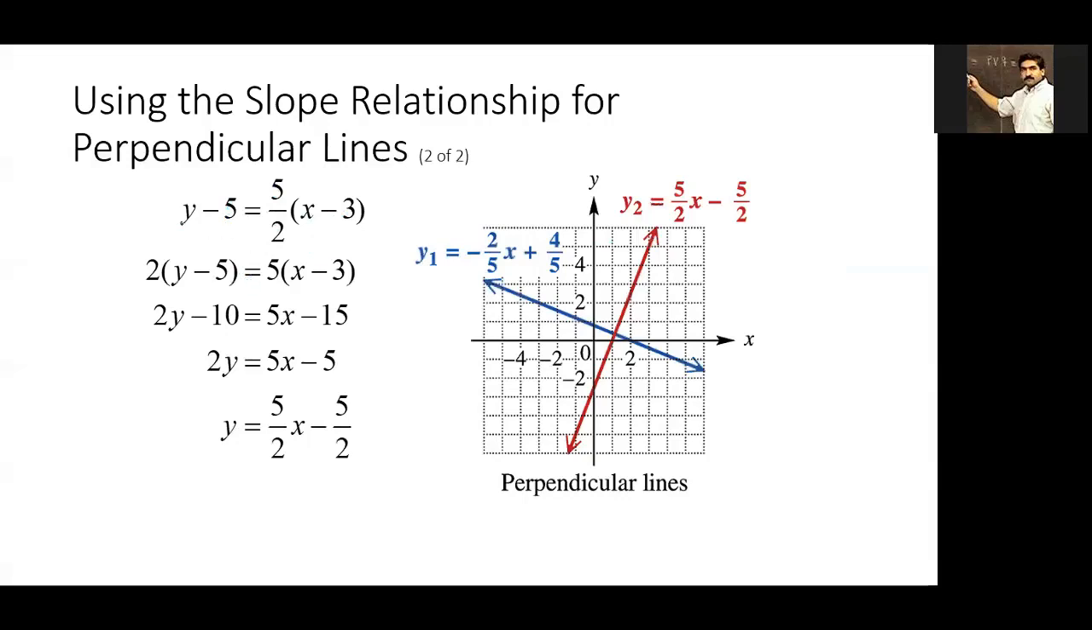and we can multiply each term by 2 because I have a fraction here, distribute the 2, and then ultimately solve for y to get it into slope-intercept form. And as you can see, those two lines are perpendicular, and their slopes are negative reciprocals of each other.